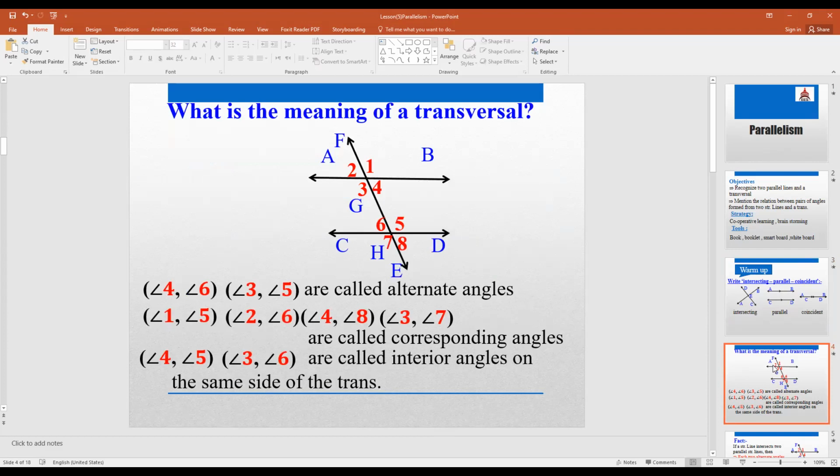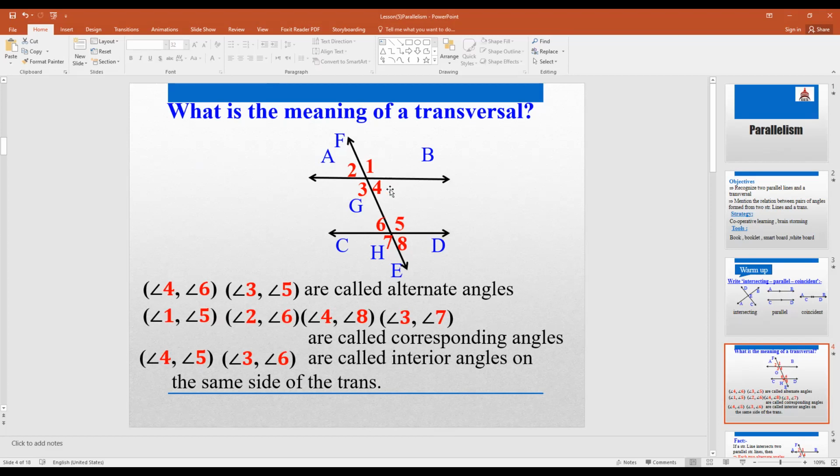What is the meaning of transversal? A transversal is a line which cuts two parallel straight lines, and it makes four angles with each one of the two straight lines. As we see, we have two straight lines, AB and CD, and AFE is called a transversal because it cuts the two parallel straight lines.